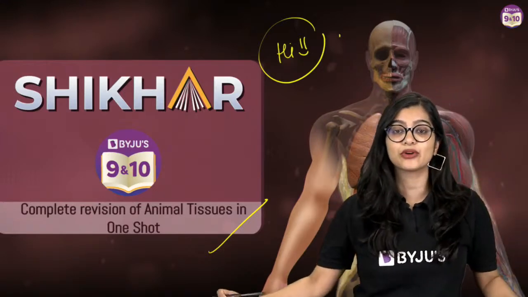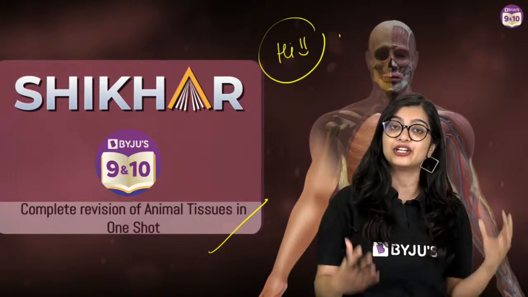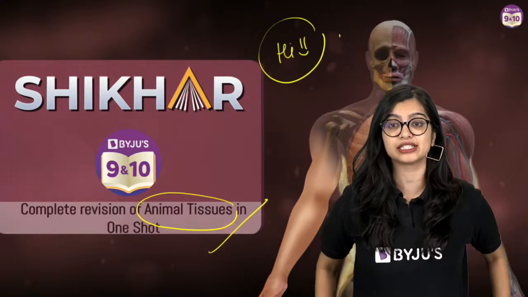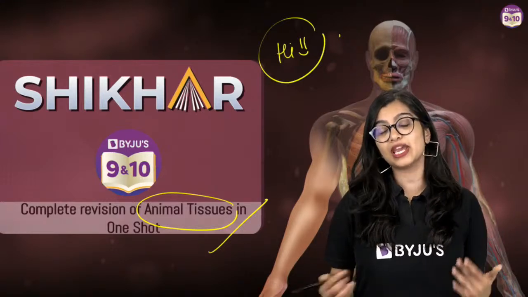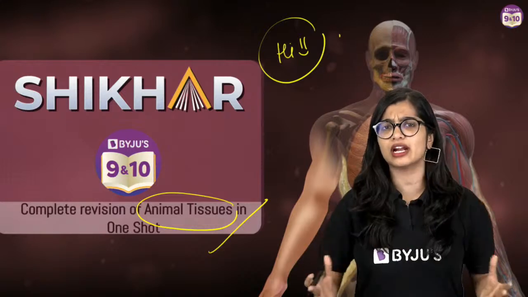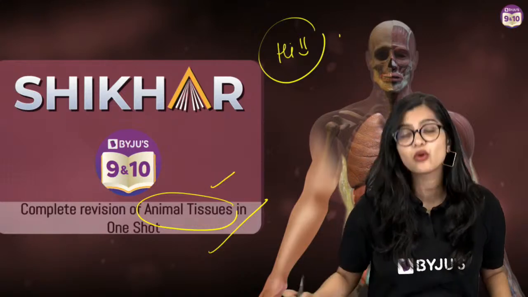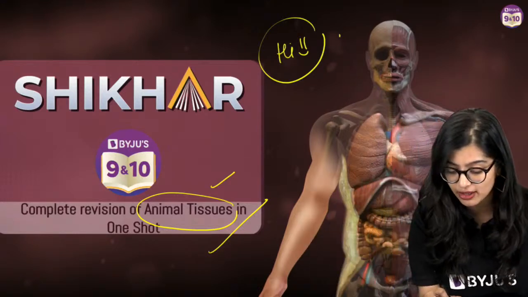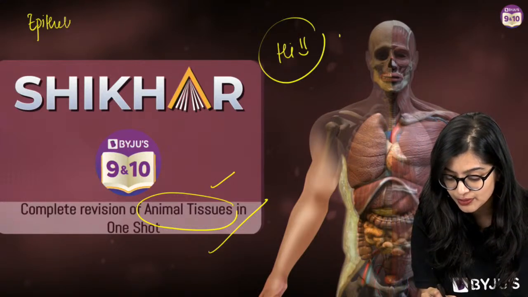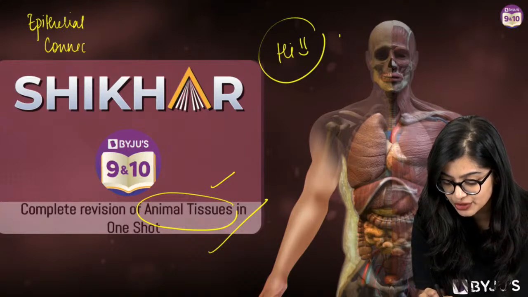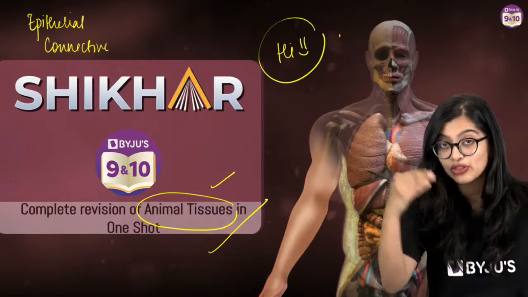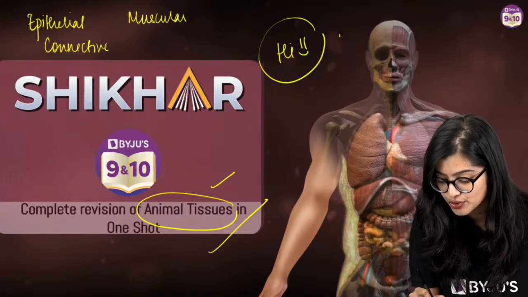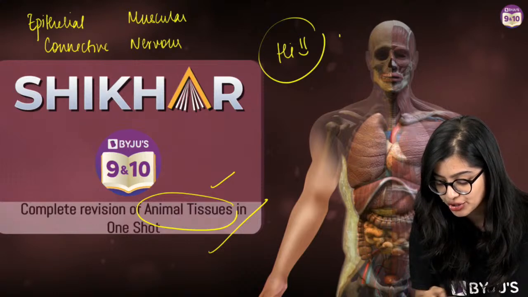Now very quickly, I would like to tell you what we are going to be covering in today's class. First and foremost, we are going to be learning about animal tissues in great detail. As we all know, we know what tissues are and we know there are different kinds of tissues, but today we are going to be looking at animal tissues in great detail. In this we will be learning about epithelial tissues, connective tissues and their types as well, along with muscular tissues, and then we have nervous tissue as well.